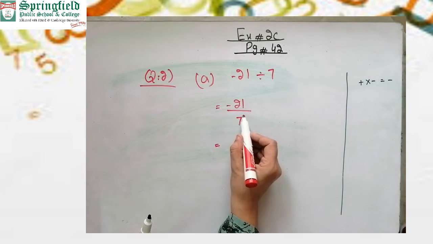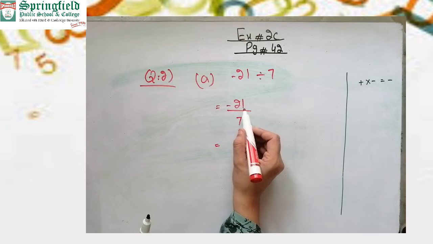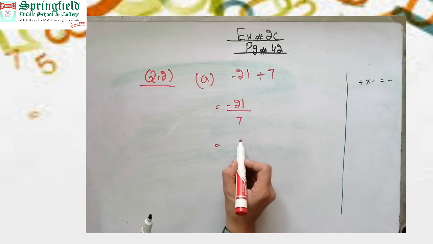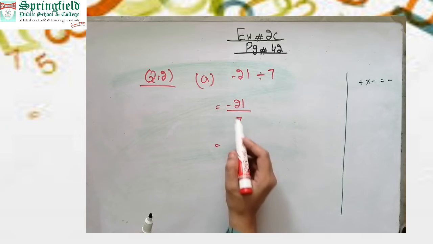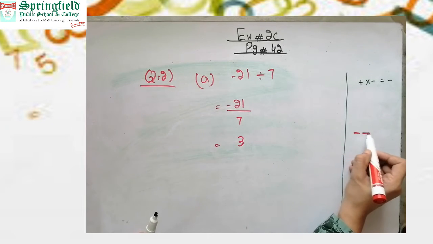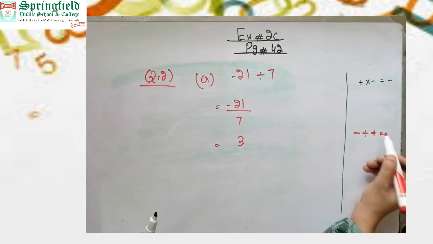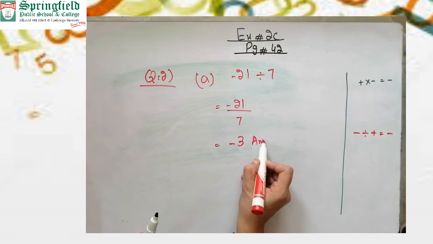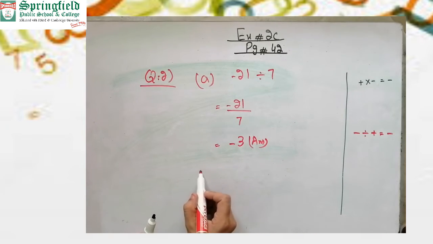So as we know that 7 ones are 7, 7 twos are 14, 7 threes are 21. So when we divide 21 by 7, we will get just 3. And the sign in front of 7 is plus. So minus divided by plus. So what will be the answer? Minus. So minus 3 is your final answer. Understood? Okay. Now come to the last part.